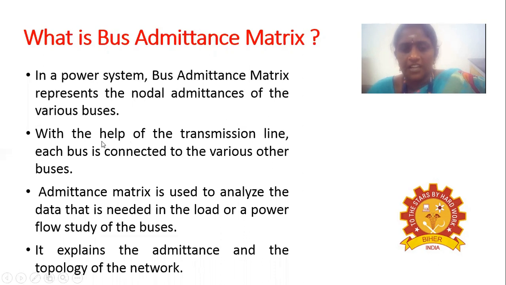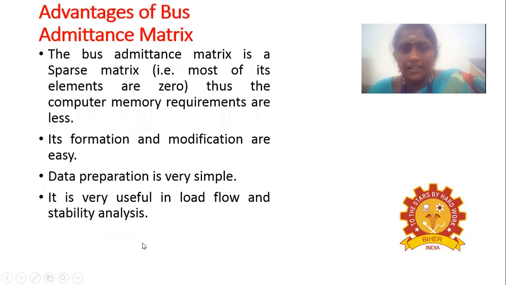So with the help of transmission lines, each bus is connected to various other buses. The admittance matrix is used to analyze the data needed in load or power flow studies of the buses. It explains the admittance and the topology of the networks. Why is the admittance matrix used instead of the impedance matrix? Because it is a sparse matrix. Sparse matrix means most of its elements are zero.